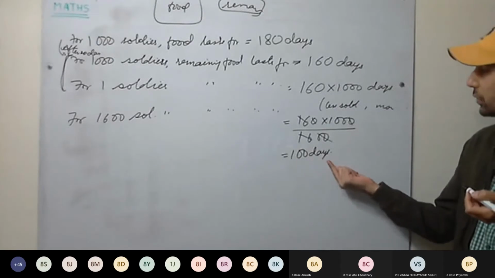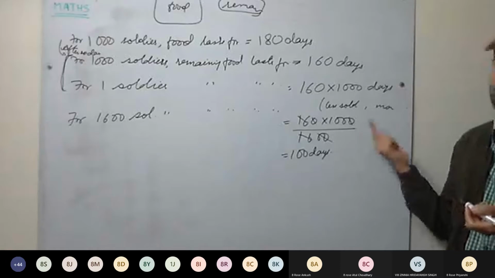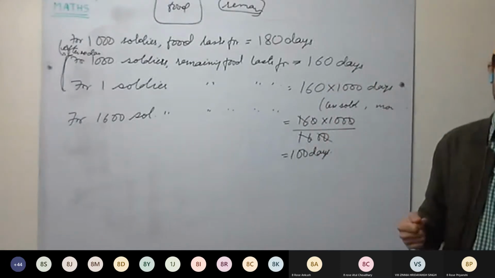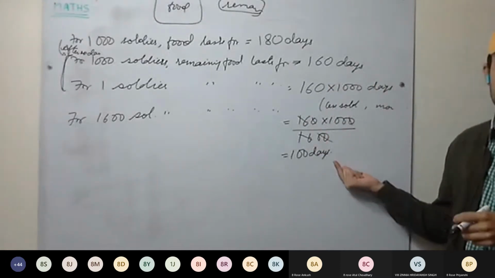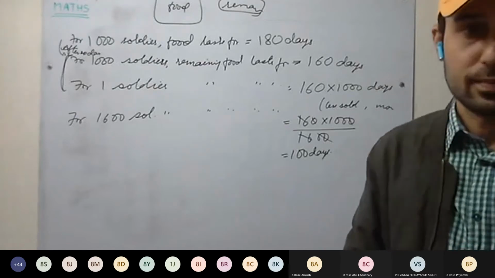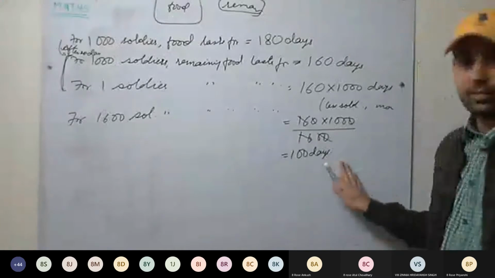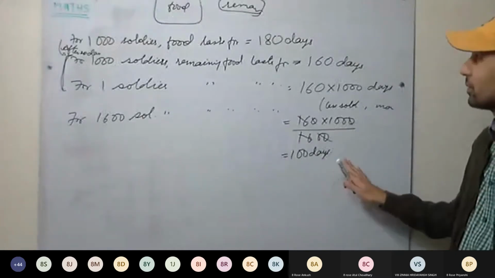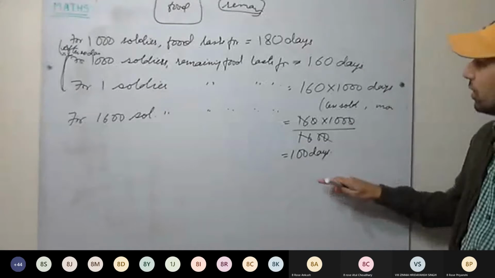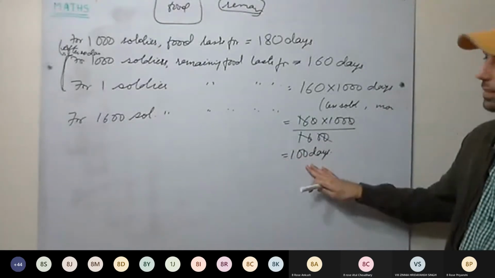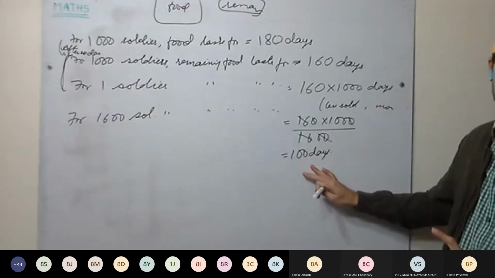Understood? Any doubt you have, ask. If you haven't understood anything, do ask, because these are very important questions. So 100 days is the answer. Understood this question?